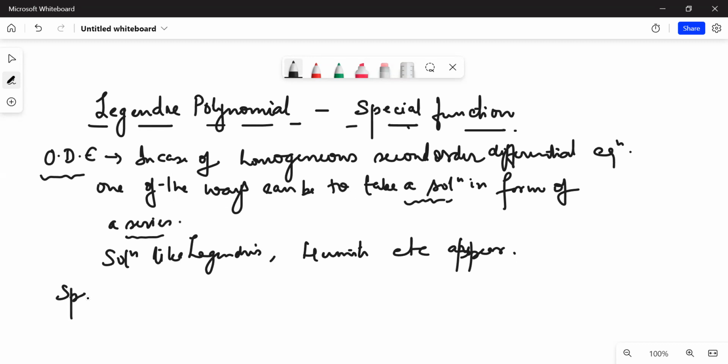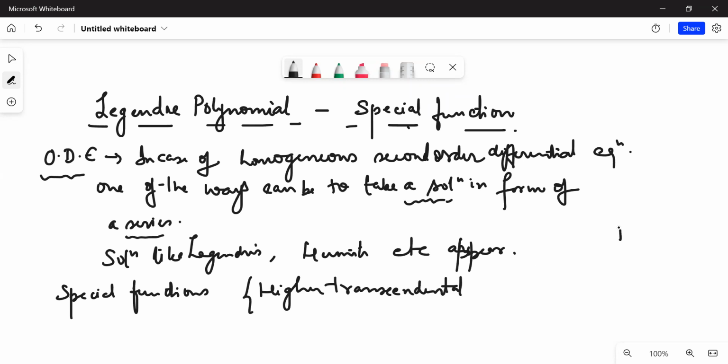They're called special because they are at times referred to as higher transcendental functions also. Special functions. So what are transcendental functions in mathematics? You know ILATE. If a function is not algebraic in any one of these categories, the function is called transcendental, and these fall in the category called higher transcendental functions.